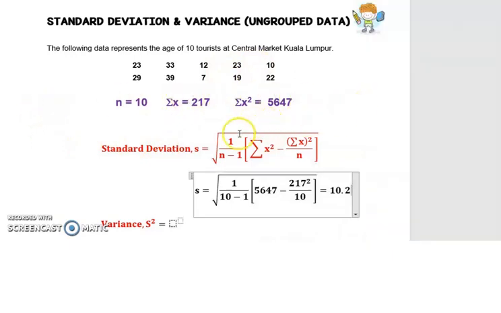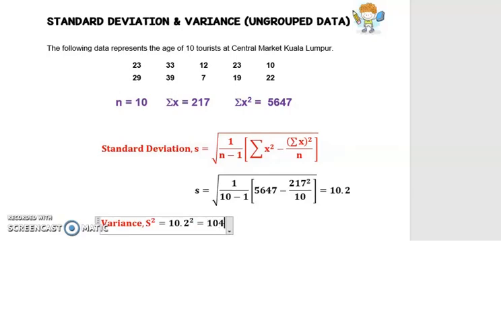Okay, now look at variance. So we know that if we have value standard deviation, how to get value variance? Just simply square value standard deviation. So variance as square equal to 10.2 square, we get 104.04. Okay, so that's how we calculate value variance and standard deviation for ungrouped data.